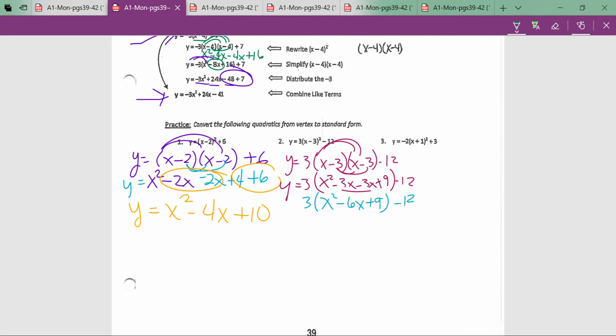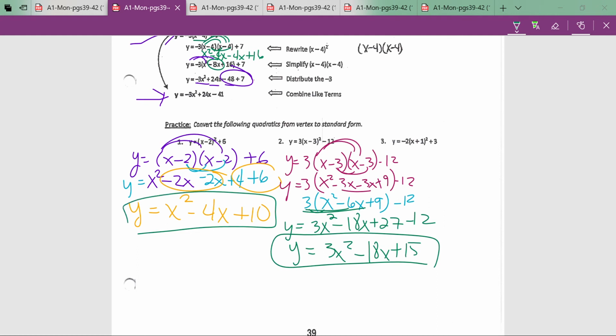So 3 times x squared is 3x squared. 3 times negative 6 is negative 18x. And 3 times 9, positive 27. Now that I've distributed, I don't need parentheses, and the last two terms are just regular numbers, and they will combine to give me a positive 15.